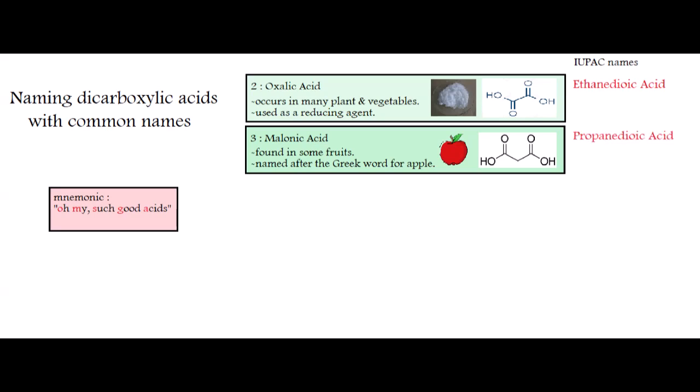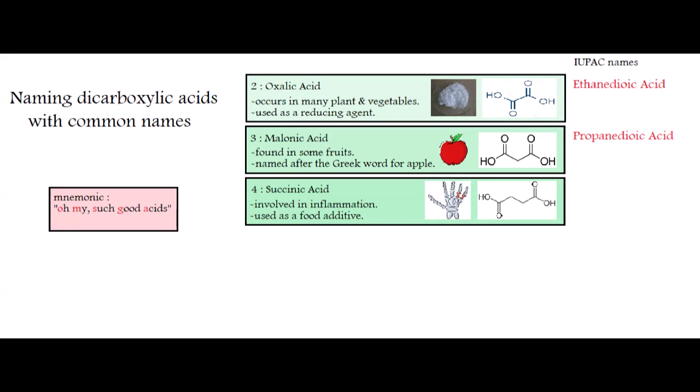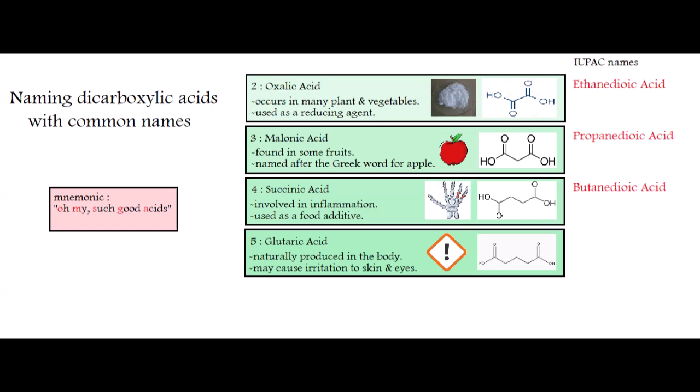Succinic acid is for 4 carbons, and this is involved in inflammation. It's also used as a food additive. Its IUPAC name is butane dioic acid. 5 carbons is glutaric acid, and your body naturally produces this type of molecule, and it may cause irritation to the skin and eyes in a laboratory setting. IUPAC name is pentane dioic acid.